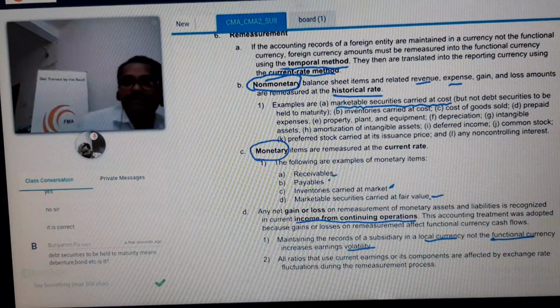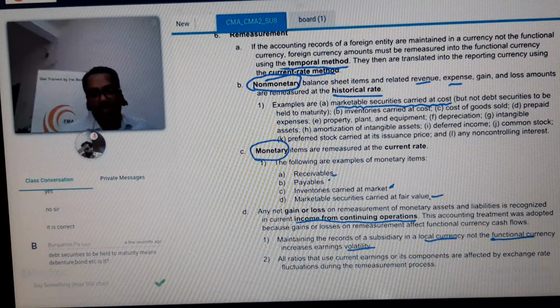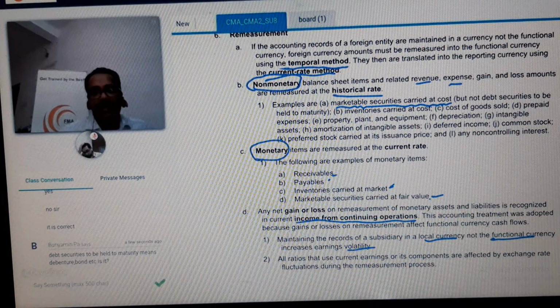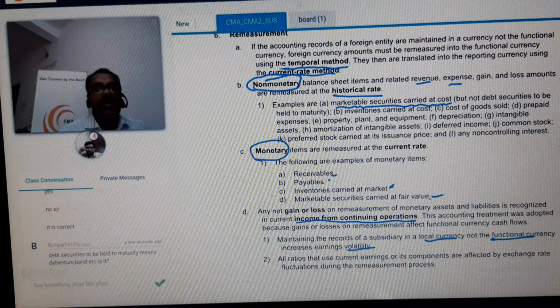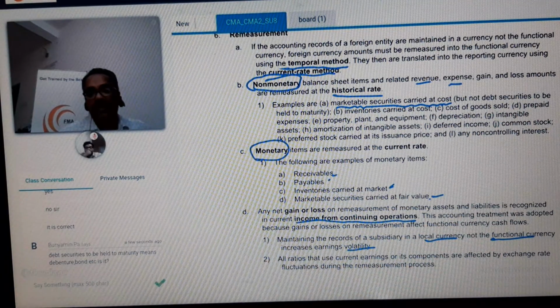All right. Where the gain or loss goes, it will affect the income from continuing operations. It will directly hit the P&L.